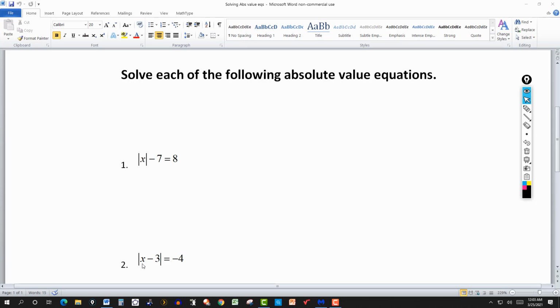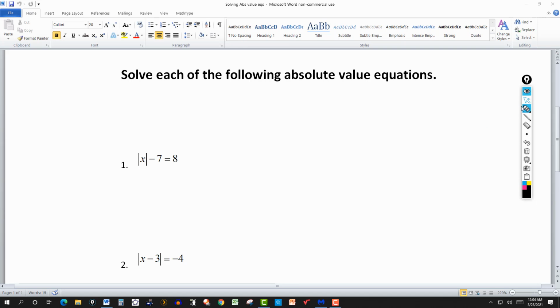The absolute value of x minus 3 is equal to negative 4. Now here we don't really have to do anything, because by the definition we already said that if you compute the absolute value of any expression or any number, that is always going to be a number greater than or equal to 0, but never negative. So this is a contradiction. Okay, so this one has no solution, or the solution set is the empty set.